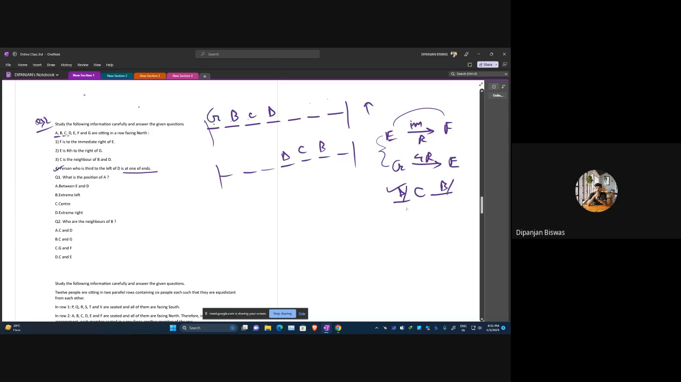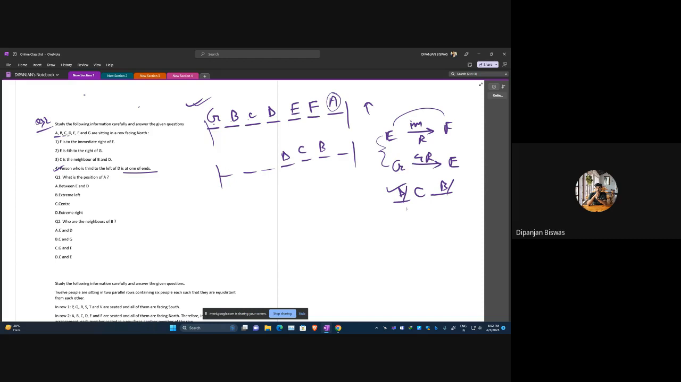So if we take G here, fourth to the right of G is 1, 2, 3, 4. So this should be E's position. And F is sitting immediate to the right of E. So here should be F. And only one position left. And A should come here. And we have completed our seating arrangement question. I hope this is clear.